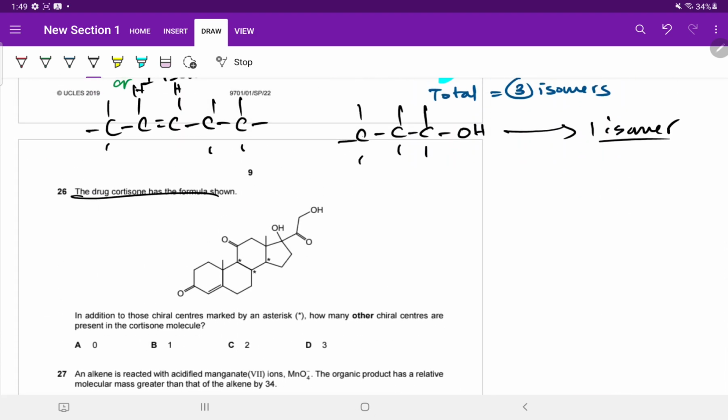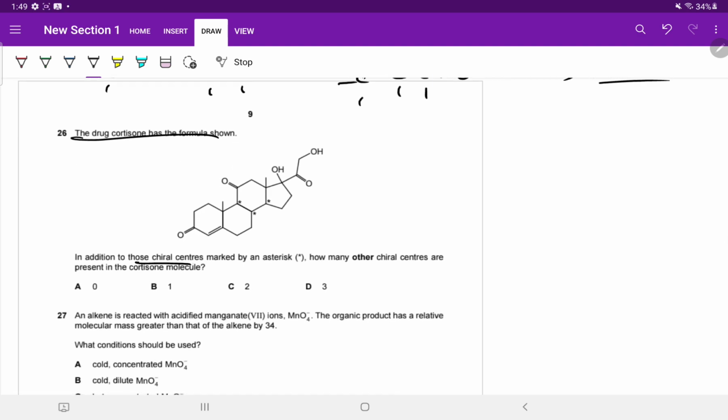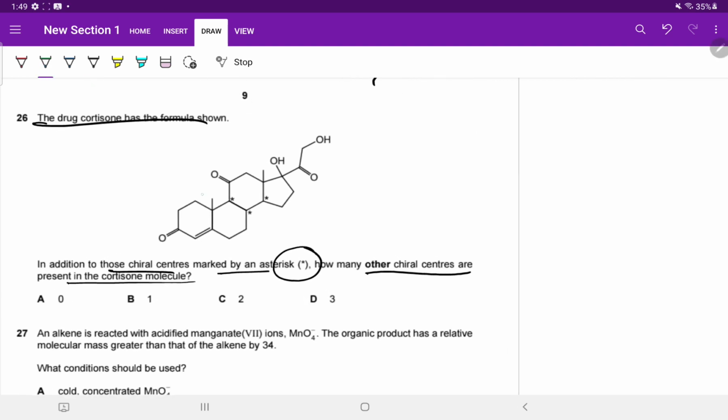Okay, question number 26. The drug cortisone has the formula shown. In addition to the chiral centers, which are marked over here by the asterisk, how many other chiral centers are present in the cortisone molecule? Okay, so let's find out the other chiral centers. Over here we can see one chiral center, another chiral center other than the ones which they've already marked. Over here we have another chiral center. Here we have another chiral center.